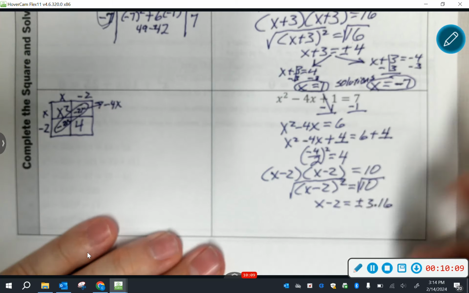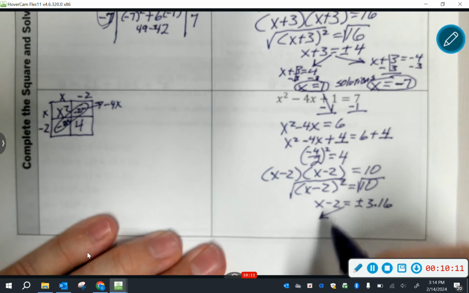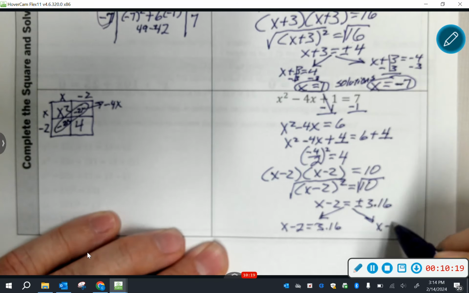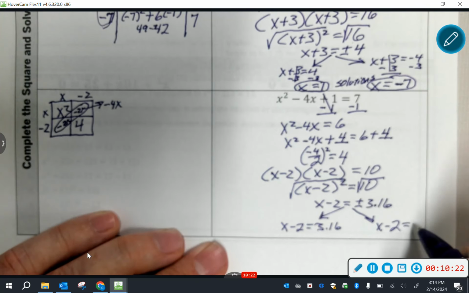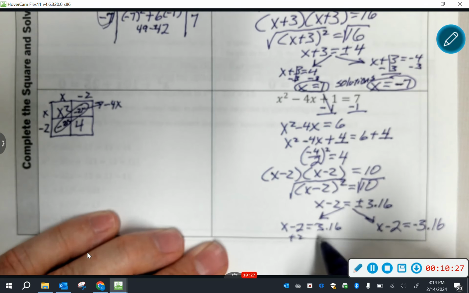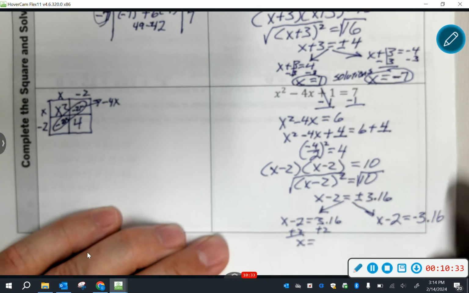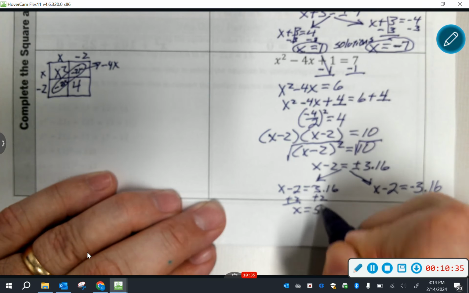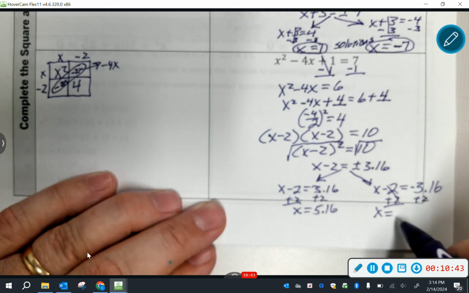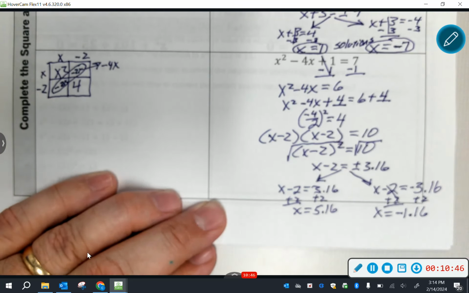So now we're going to solve this. So we'll go x minus 2 is equal to 3.16, and then we'll go x minus 2 is equal to negative 3.16. Okay, so we'll go plus 2, so that'll give us x is equal to 5.16, and we'll go plus 2, so x would be equal to negative 1.16.